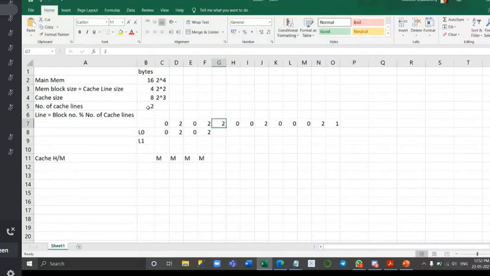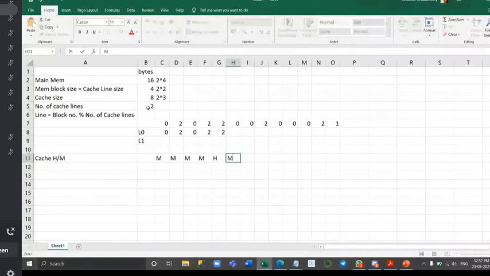This time, when the next block 2 comes in, it first derives the line number. 2 modulo 2 is 0. It checks line 0 and finds the data for block number 2 is already present. This becomes a cache hit, and 2 stays there. Next, 0 comes in. The data for 0 is not present in line 0. This becomes a cache miss, and 2 is overwritten by 0.